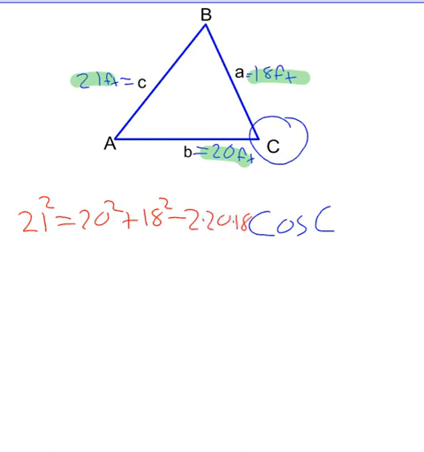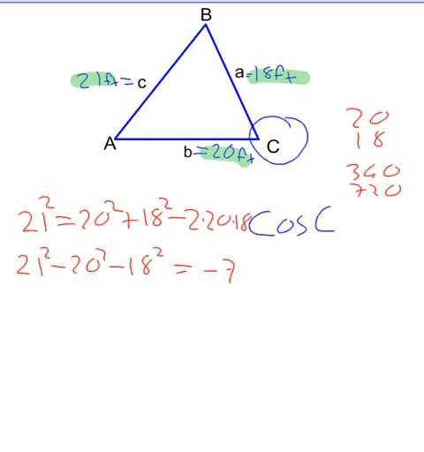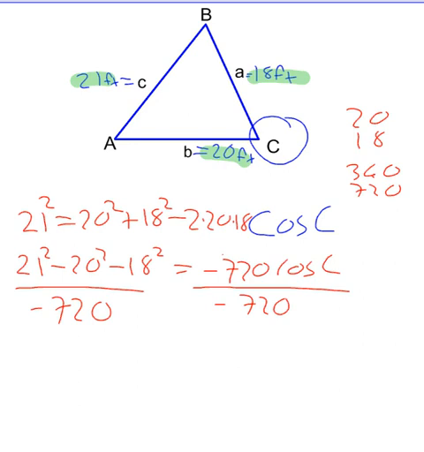Let's do a little bit of algebra here. We're going to do 21 squared minus 20 squared minus 18 squared equals negative 20 times 18, which is 360, times 2 is 720, so 720 cosine C. And then I'm going to divide both sides by negative 720.